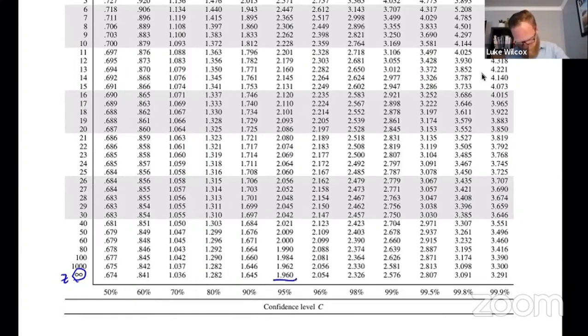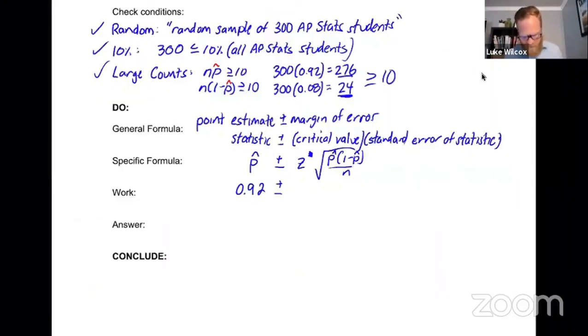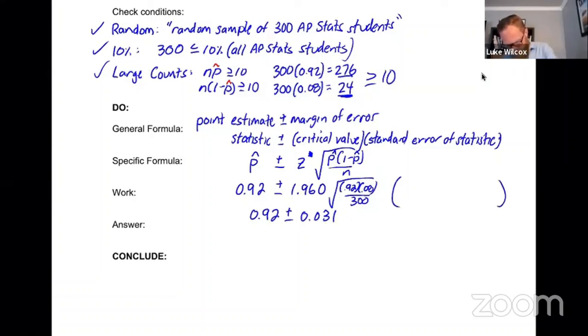And sure enough, 95%. I'm actually really hoping that you already know this one because you've seen it so much, is 1.960. So I'm just going to go ahead and put that in for my z star value. And then my standard error is the square root of 0.92 times 0.08, all divided by the sample size of 300. And I've already done a little bit of the calculator work here. So it's 0.92 plus or minus, and we end up with, for our margin of error, 0.031, which will allow us to write our final confidence interval. I'm going to put this in parentheses here as 0.889 up to 0.951.